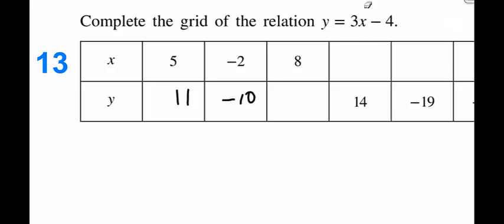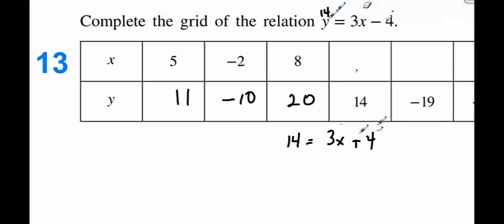Okay, let's do one more. Here, x is 8. 3 times 8 is 24. 24 minus 4 is 20. Okay, let's do the y now. So this time, this is 14. So it looks like we have to solve it. So I have 14 equals 3x minus 4.